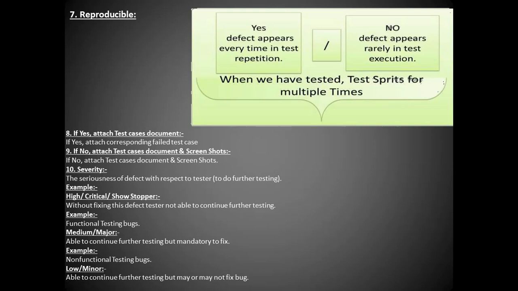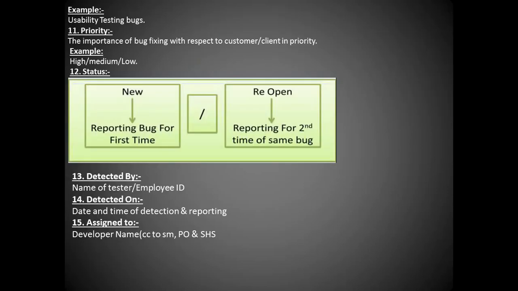Severity medium or major: able to continue further testing but not mandatory to fix it. It is not a showstopper to the tester. Non-functional testing bugs are low or minor: able to continue further testing but may or may not be fixed. Next one is usability testing bugs. Priority is the importance of the bug fixing with respect to the customer or client. Example: high, medium, low.